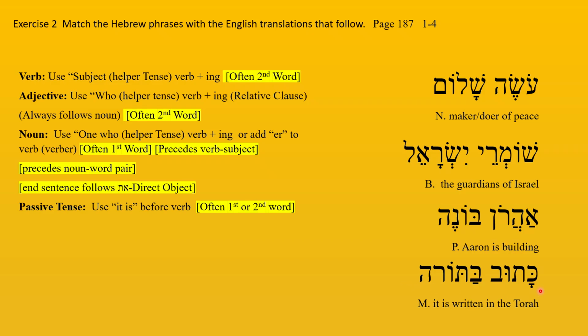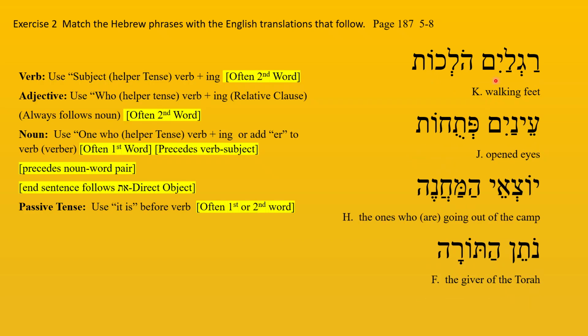So again, identify where your participle is. If it's the first word, it could be the subject of the sentence, or it could be the first word in a word pair. It is written in the Torah. Past or passive tense for that one. So number 5 in that exercise 2, raglaim holchot.